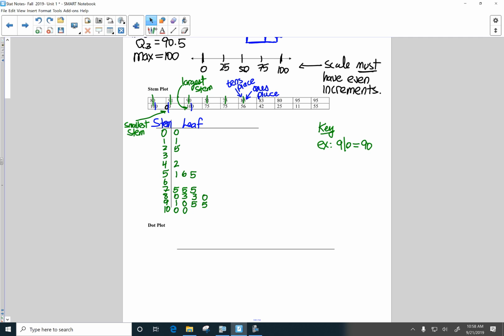So 80 has a stem of 8 and a leaf of 0. So I went to the row that says 8 and I put the number 0, because the leaf is 0. Correct. How did you get the 3? When I was going through the data, eventually I got to the number 83, which has a stem of 8 and a leaf of 3.